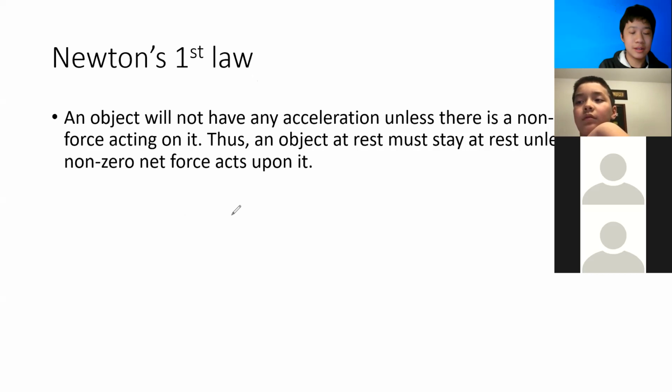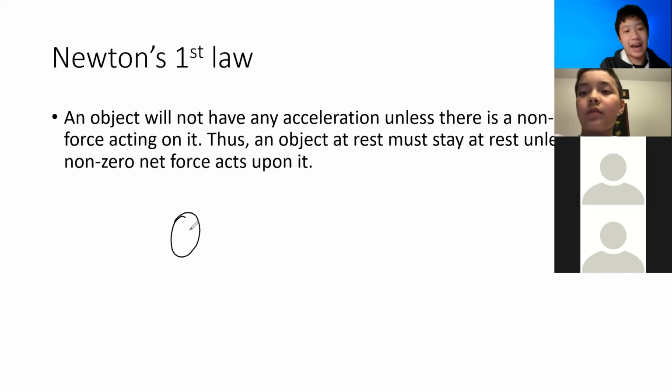So if I have a ball that's stationary with a velocity of 0, and there's no force acting on that ball, then it's not going to go anywhere because its acceleration would be 0. And since acceleration would be 0, v would never change because acceleration is change in velocity. So that's basically the first law.